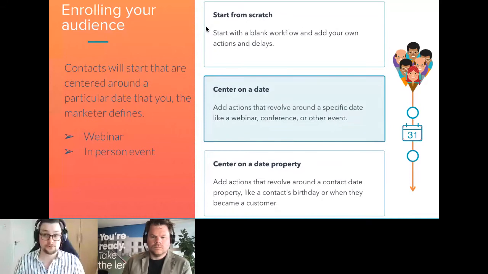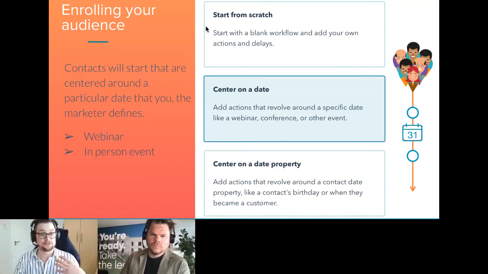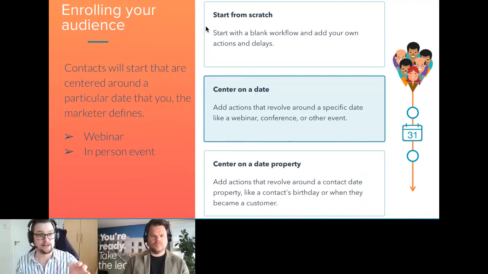There are different kinds of workflows. There's also center on a date. So contacts will start that are centered around a particular date that will be defined by a marketer. This would very likely be a webinar or an in-person event. So we have the date set, and either so many days before a certain date we want to send something, or X amount of days after a certain date. Any kind of webinar, event, product launch, anything like that, it's not about when someone does a certain action, it's about you centering it around a specific date.